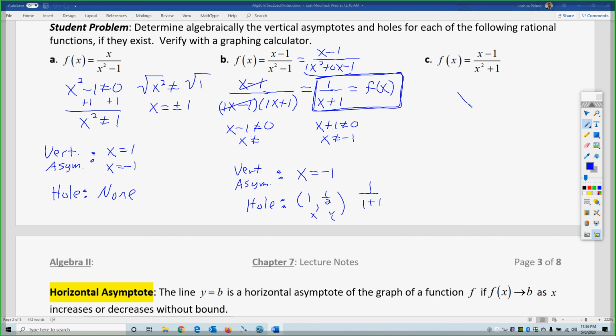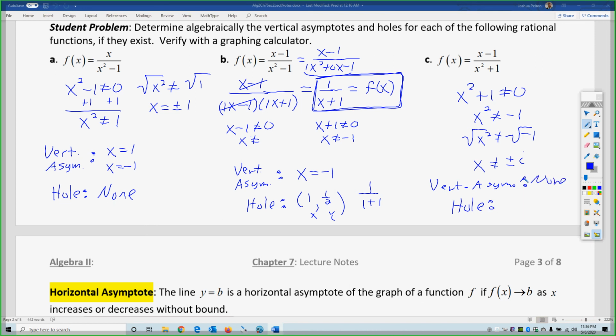In the last problem, x squared plus 1 cannot equal 0. x squared cannot equal negative 1. And if I square root that, x cannot equal plus or minus i, or 1i, whichever one you want to put. Since it's only imaginary restrictions, vertical asymptotes and holes, there are none of either. Okay, that is the end of part 2.